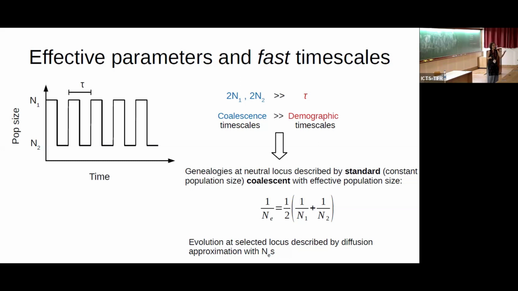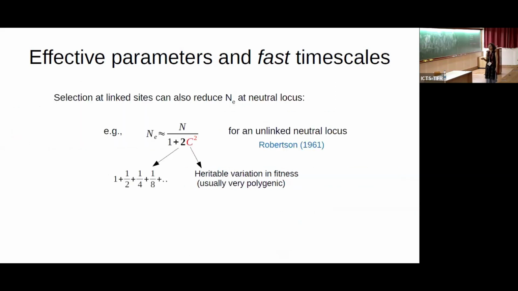Powerful because it allows us to use the same theory, which is well developed, to predict things. Depressing because there's no way we could infer these kinds of fast processes from genomic data. So this is kind of clear, it's intuitive, with these demographic changes.